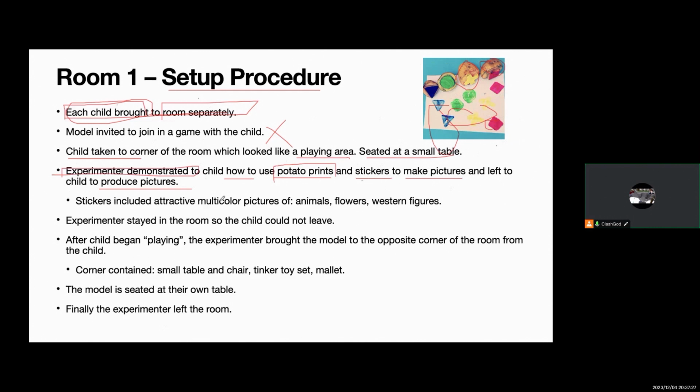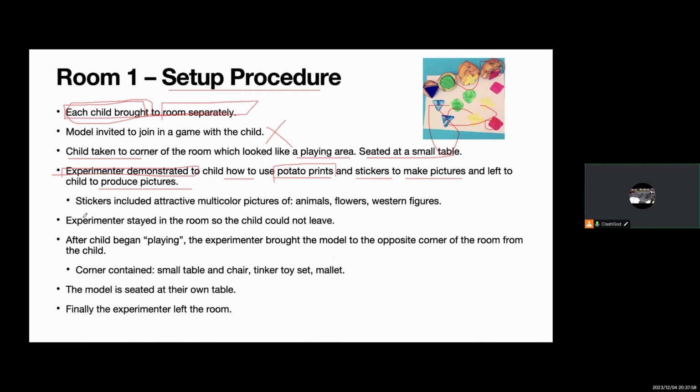Okay, brief review so far. Each child is first brought to the room separately. After they're brought into the room, they're placed in a corner of the room, which looks like a playing area, and they're seated at a table there. After they are brought to the playing area, the experimenter demonstrates to them how to use potato prints and stickers to produce pictures, and they're left to produce pictures. And that's playing.